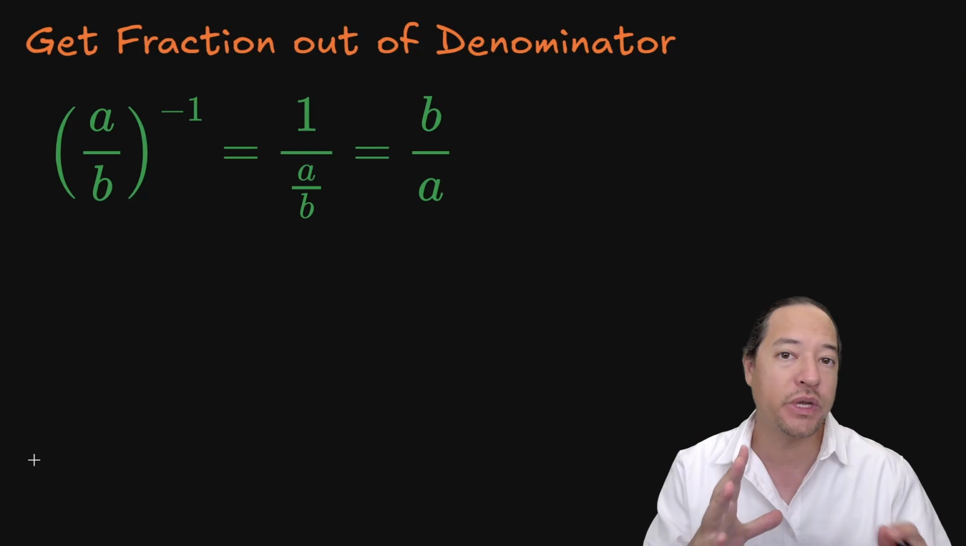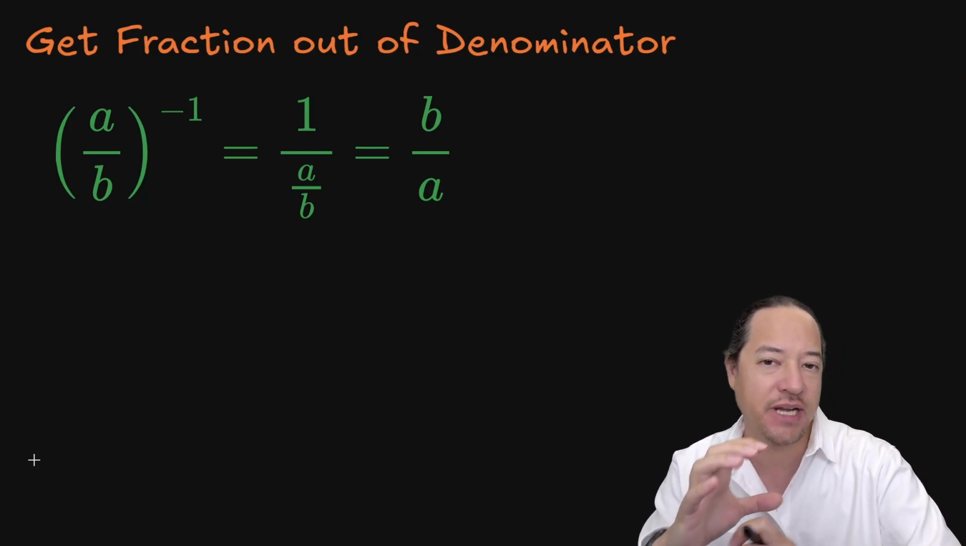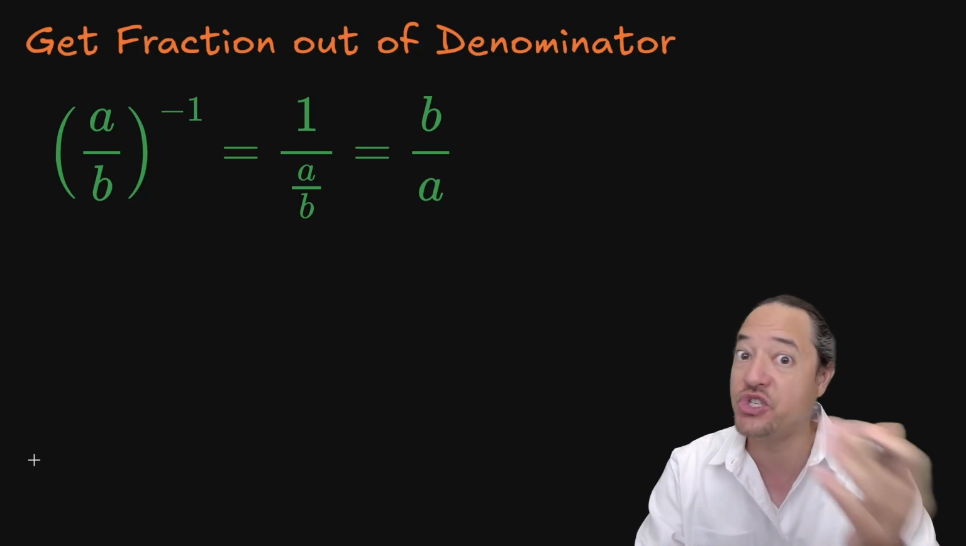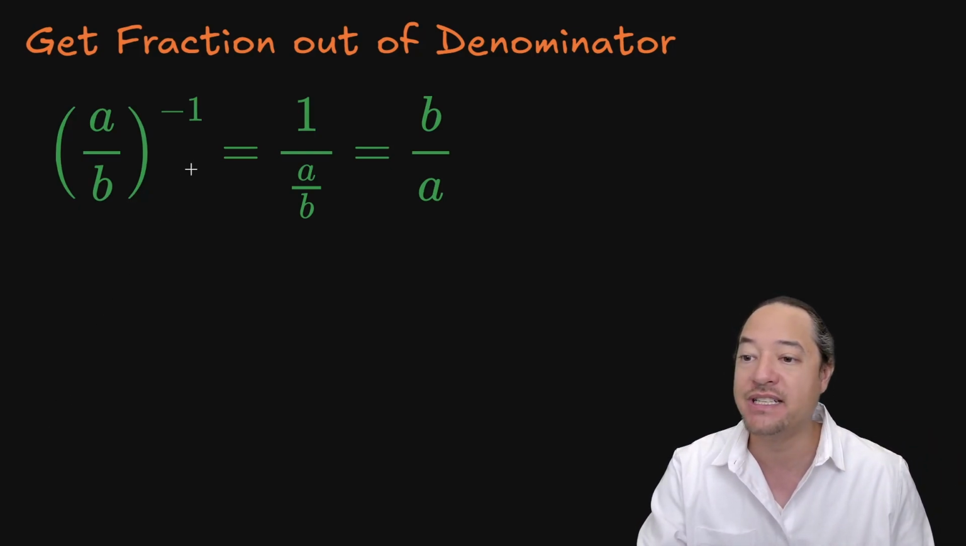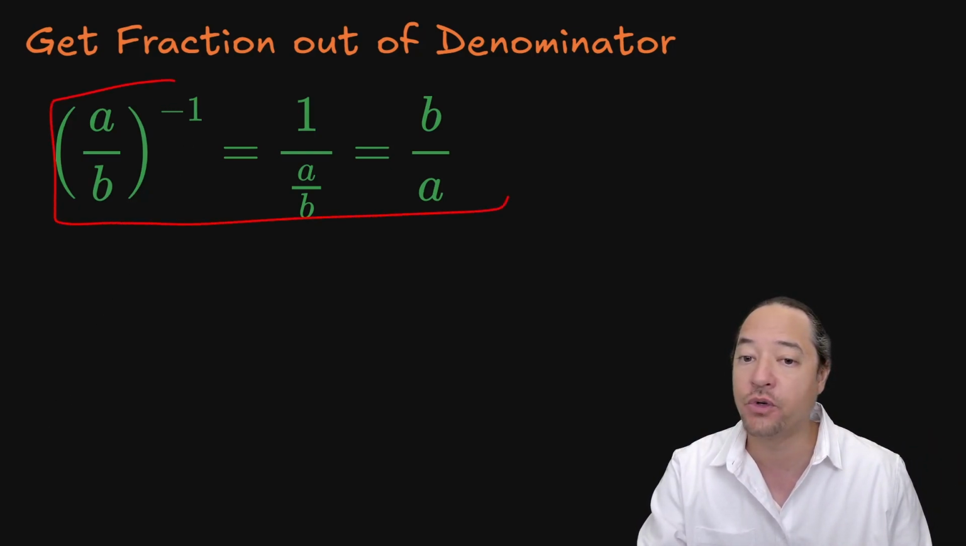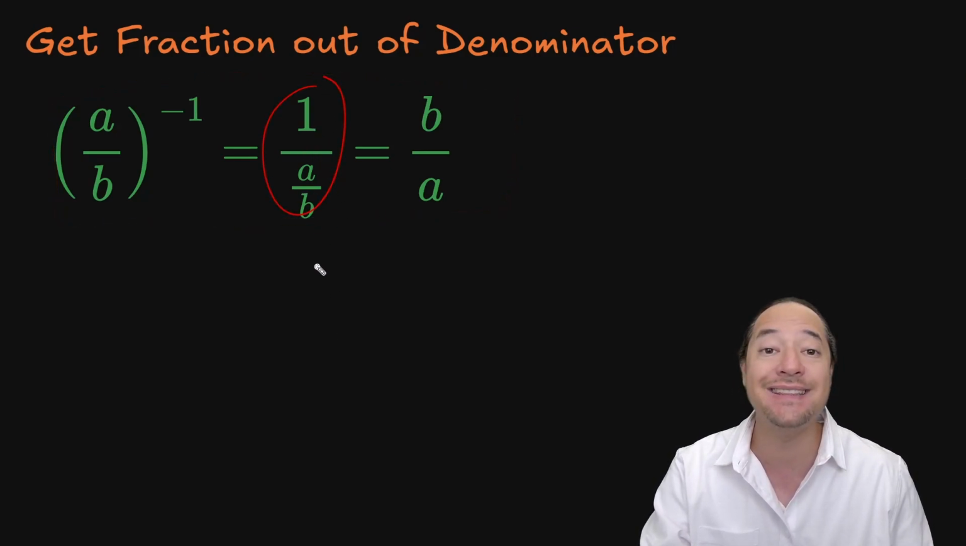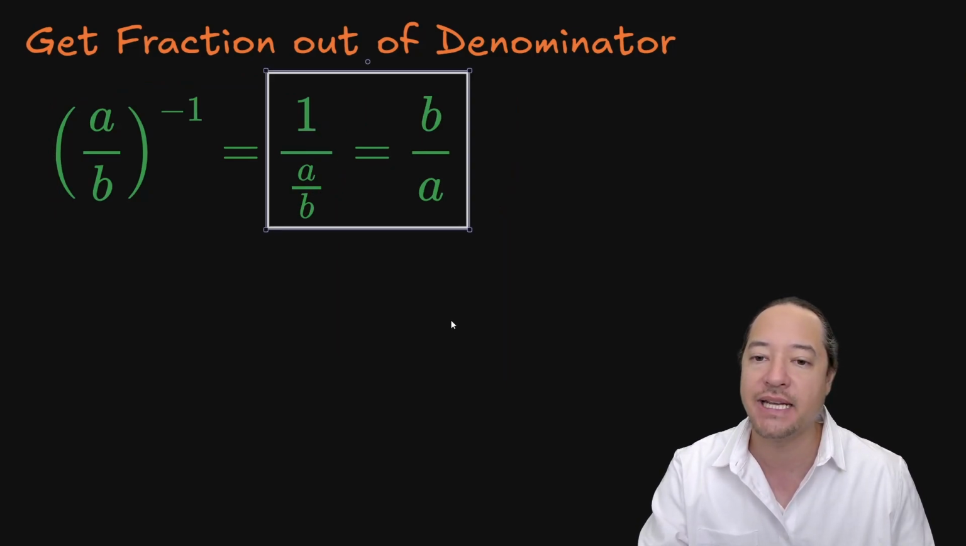We're going to see how we can use reciprocals to get a fraction out of the denominator of another fraction. This is something that we kind of just did, right? When we were demonstrating this rule for reciprocals of a fraction, we had this intermediary step here. We had a fraction in the denominator of another fraction. And so that's what I want to focus on right now, this intermediary step.